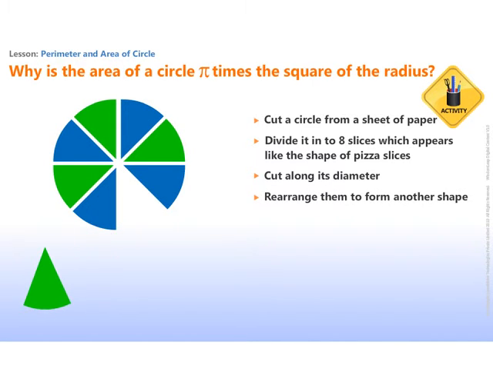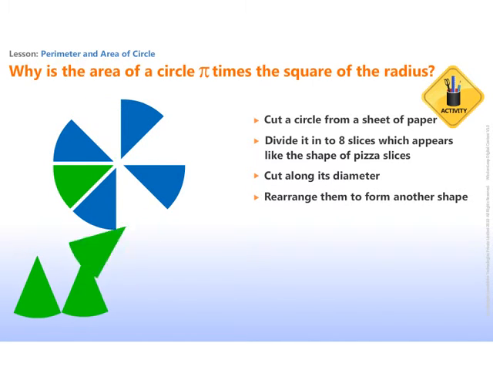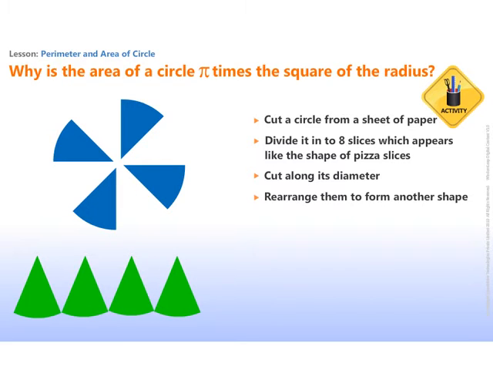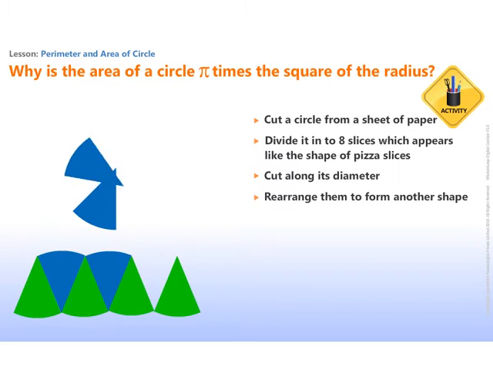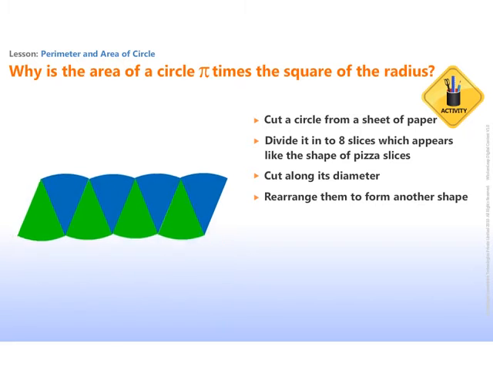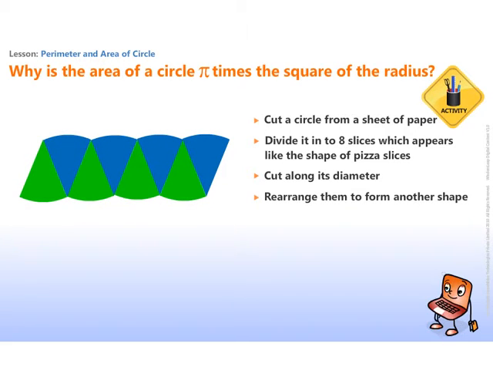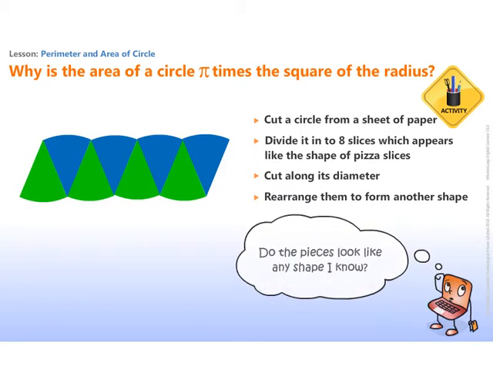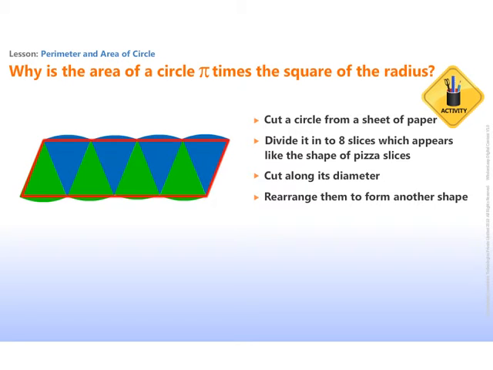Now rearrange the wedges or slices into another shape. Arrange the green slices beside each other and arrange the blue wedges into the shape between the green slices. Do the pieces look like any shape I know? We had transformed the circle into a crude parallelogram.